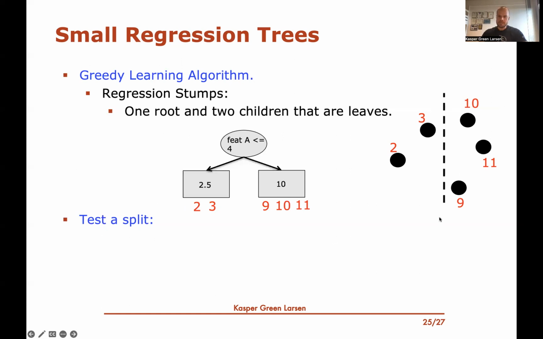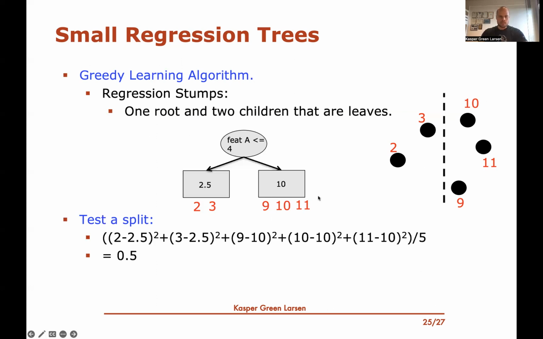And indeed, if we do this split, say for instance, feature A is less than or equal to 4, then over here on the left, you will have 2 and 3 that end up in this leaf, and over here you have 9, 10, and 11. So the mean of 2 and 3 is 2.5, and the mean of 9, 10, and 11 is 10. So we can also check what is now the least squared loss for using this decision tree.